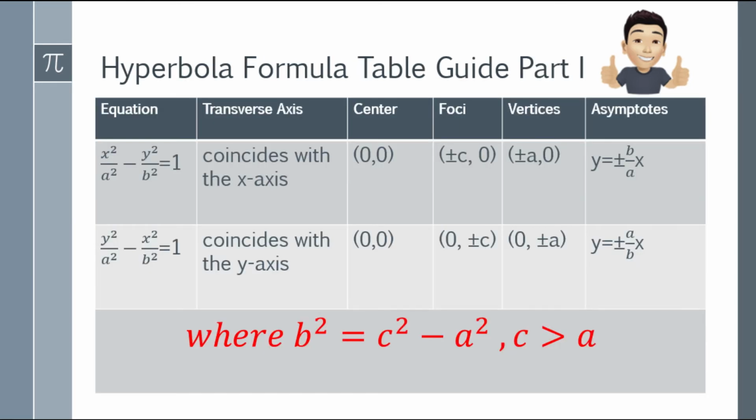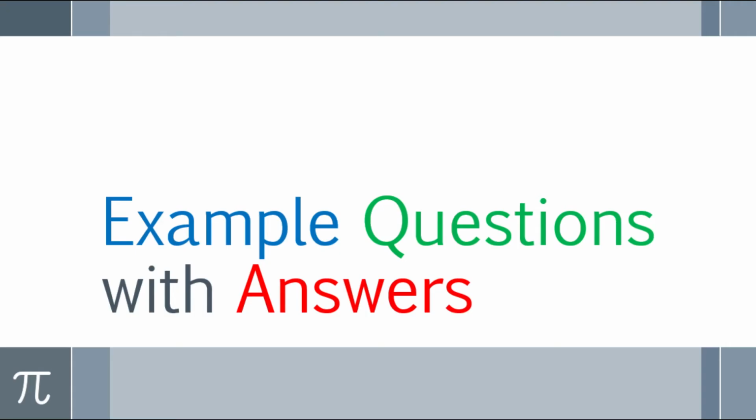Alright, so let's go to the hyperbola formula table guide, part 1. We have the equation x squared over a squared minus y squared over b squared equals 1. Pag ganito yung equation mo, ang transverse axis mo coincides with the x-axis. So, yung transverse na sa x-axis siya. Ang center, pag x squared lang or y squared, that will be 0, 0 lang. Ang foci mo, ayan. So, nakalagay naman siya sa table. And meron naka-note where b squared is equal to c squared minus a squared, where c is greater than a. Malalaman nyo bakit? Parang Pythagorean theorem, di ba? Na minodify.